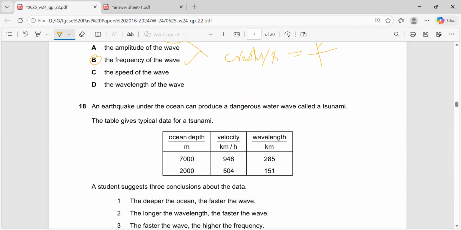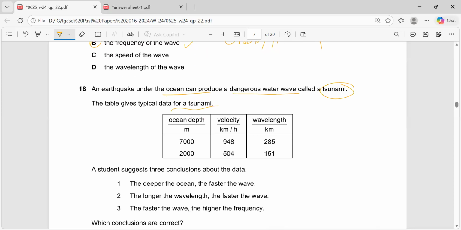An earthquake under the ocean can produce dangerous water waves called tsunami. In 2004, it was a disaster in South Asia. Hundreds of thousands of people died in Sri Lanka, India, Thailand, and a lot more. So the table gives typical data for a tsunami: depth in meters, velocity in kilometers per hour, and wavelength, of course a very large wavelength, so it is in kilometers. A student suggests three conclusions about the data.